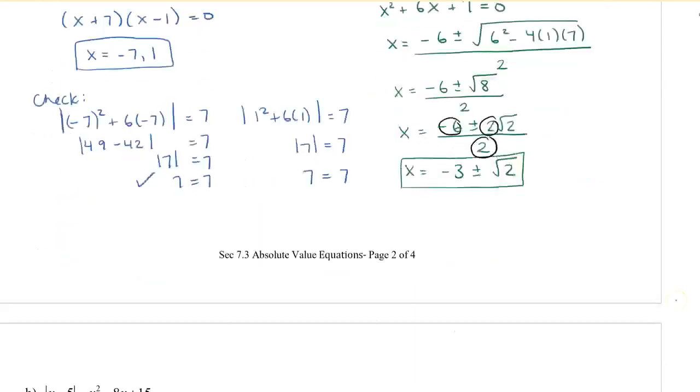All right, let's take a look at another one. You can see something that's a little bit different. Again, we're going to take the positive absolute value. So we have x minus 5 equals x squared minus 8x plus 15. Let's move all the terms to one side. So we have x squared, and then minus 9x. Adding the 5, we have plus 20.